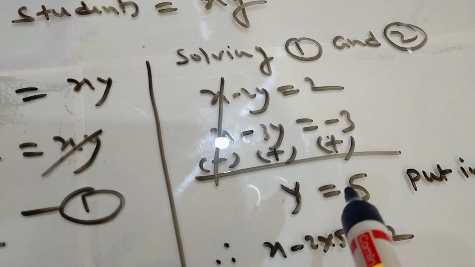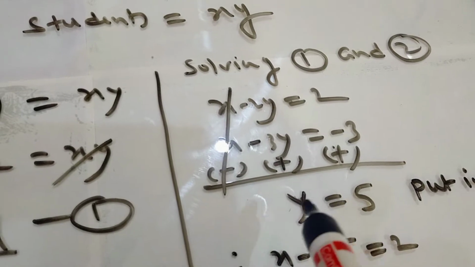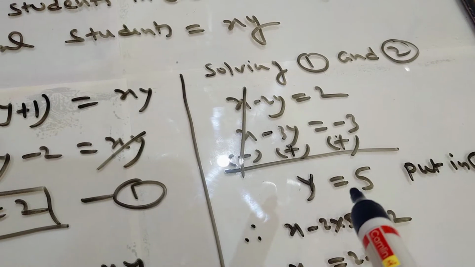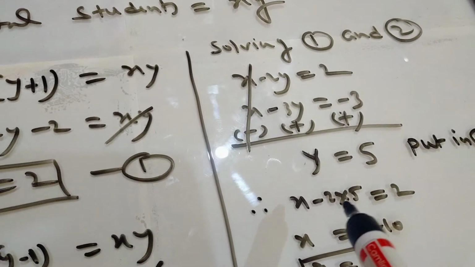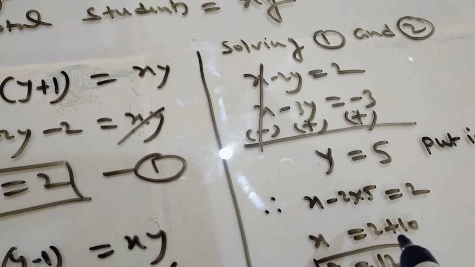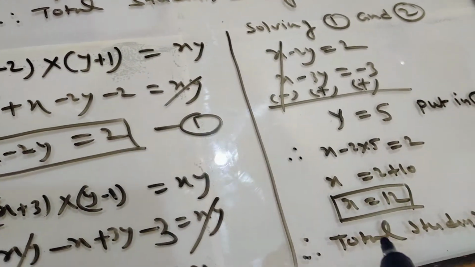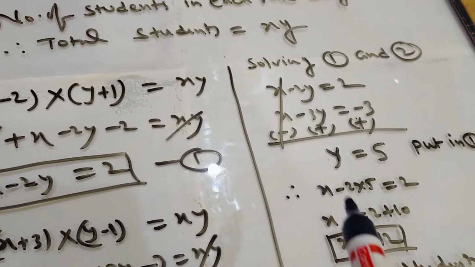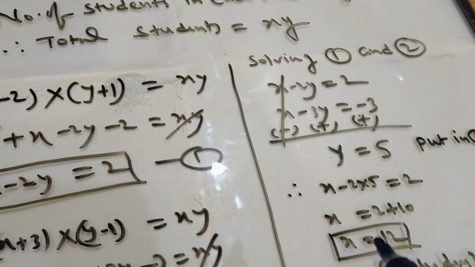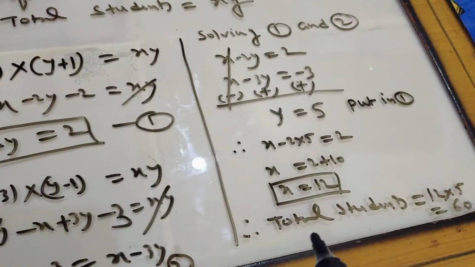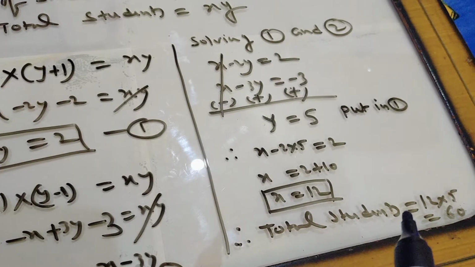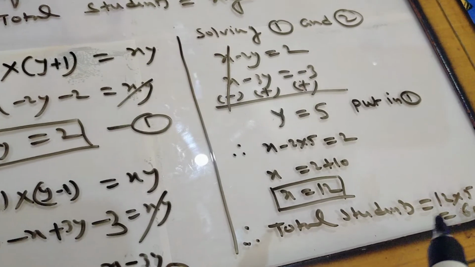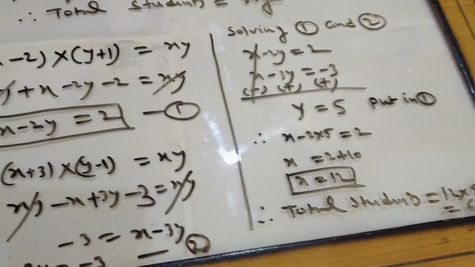So this means that the total number of students in each row is 5. Now if you put this value in equation number 1, you get 2 into 5, that is 10. 10 plus 2 is 12, so x is equal to 12. 12 is the total number of rows basically, and y is the total number of students in each row. So we are interested in the total number of students in the class. So 12 into 5, that is x into y, so 12 into 5 is 60. So 60 is the total number of students in a class.